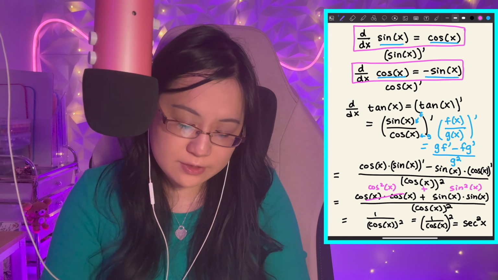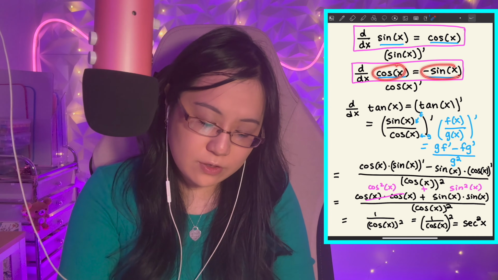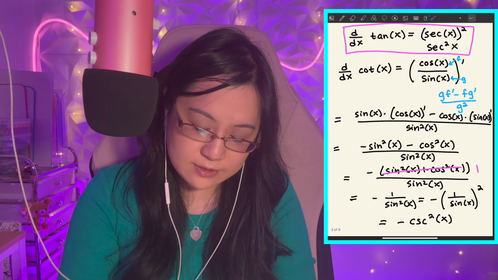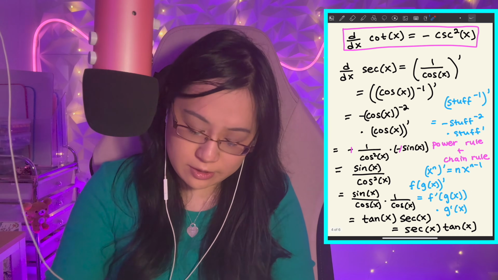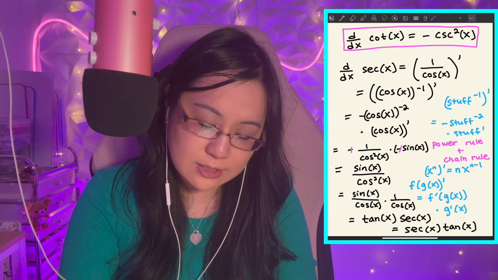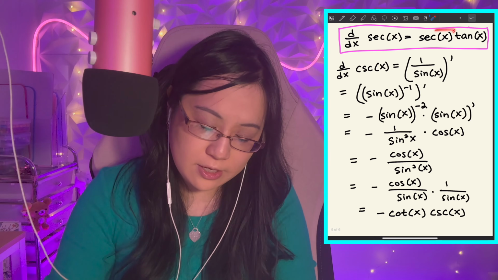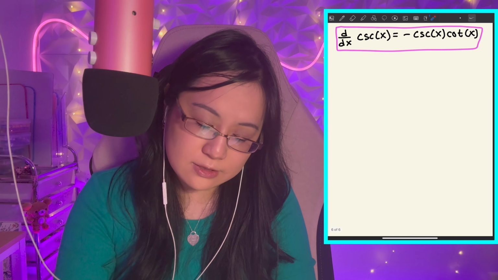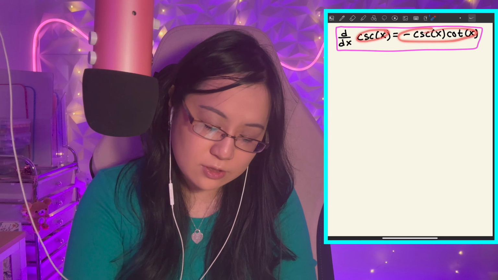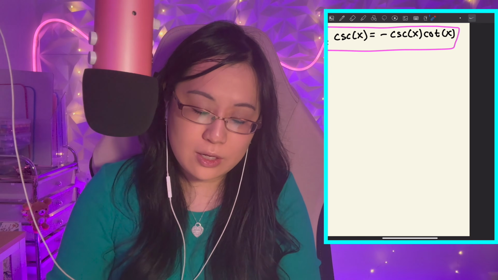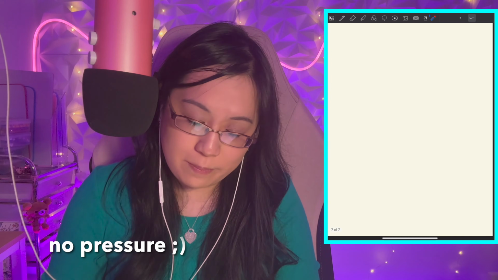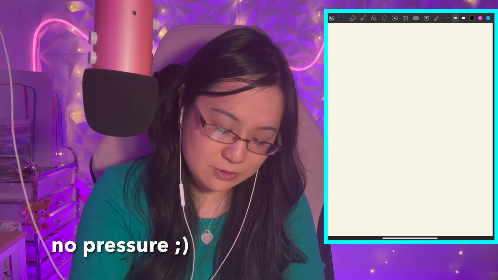Alright, so let's go over all of these again. The derivative of sine is cosine. The derivative of cosine is negative sine. The derivative of tangent is secant squared. The derivative of cotangent is negative cosecant squared. The derivative of secant is secant tangent. The derivative of cosecant is negative cosecant cotangent. You got that? Well, let's do a little pop quiz, shall we? Let's write them all by memory now.